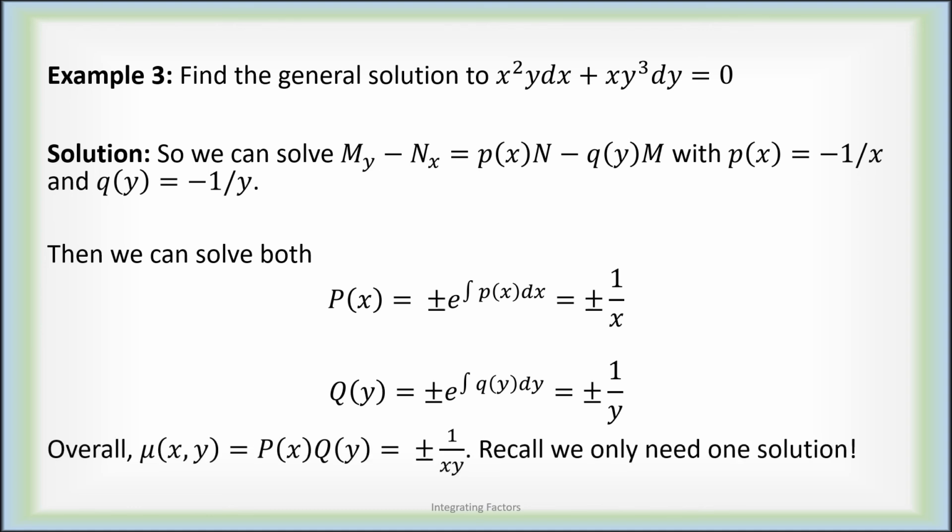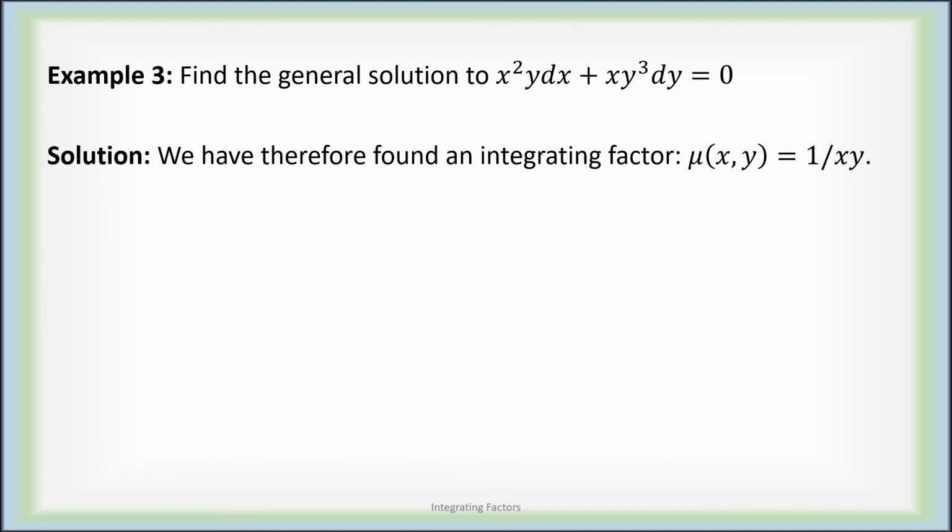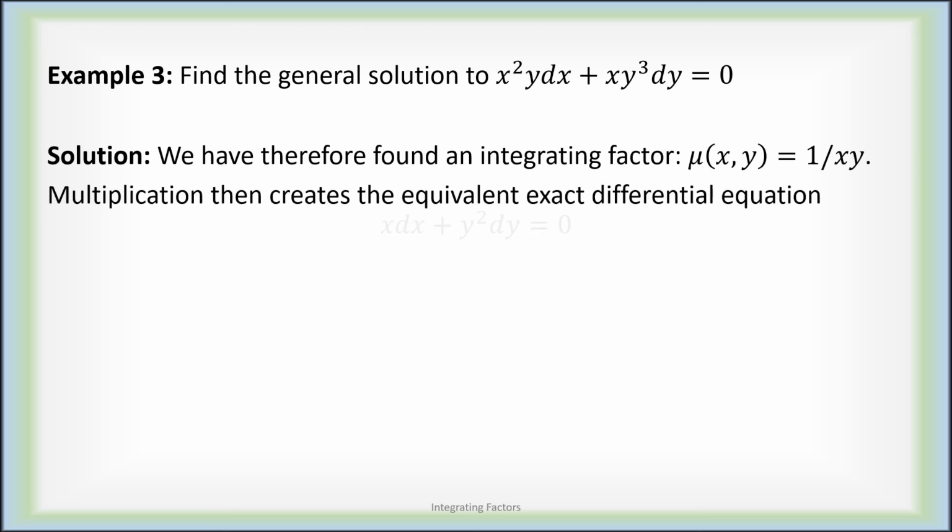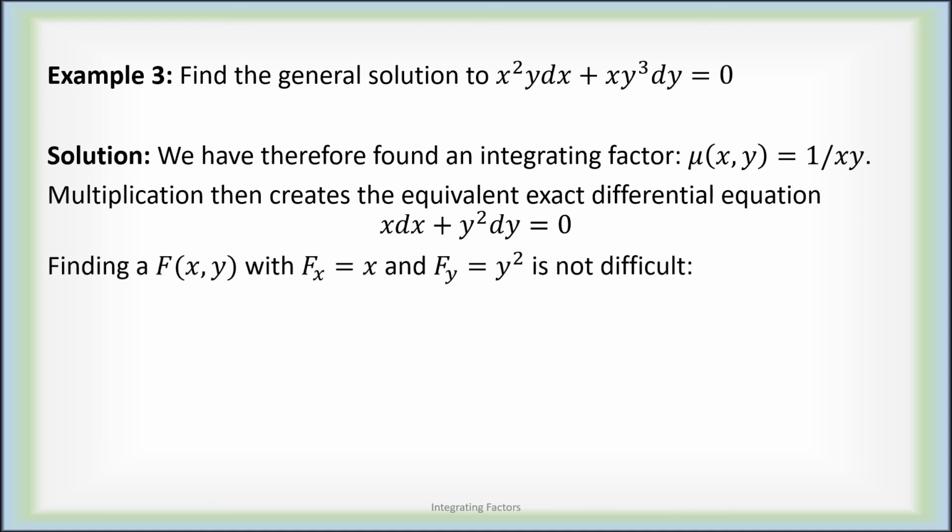We can take either choice we want because we only need an integrating factor. We don't need all of them. So we only need one solution, so let's just take 1 over xy. So here's our integrating factor, 1 over xy, multiply through. To get x dx plus y squared dy is 0, and this is now exact. It's easy to check. D by dy of x is just 0. D by dx of y squared is also 0, so it is exact.